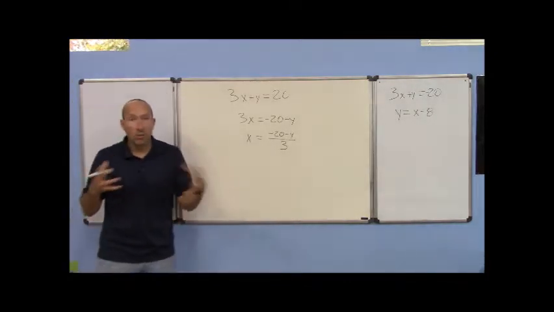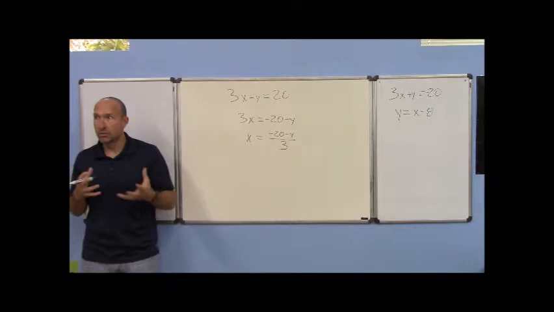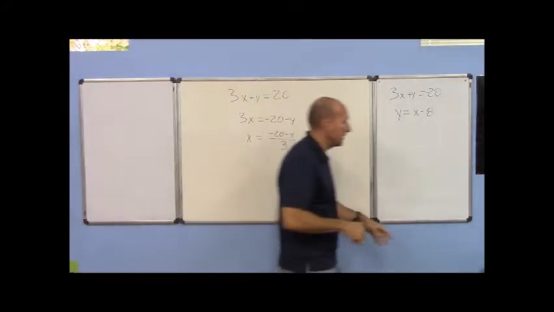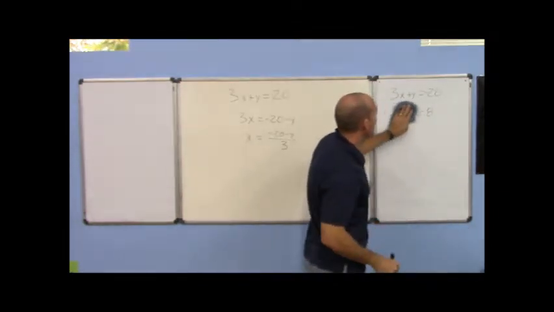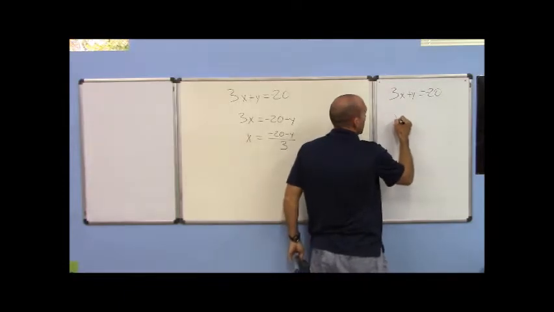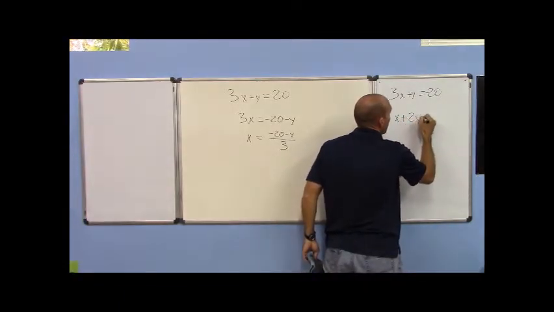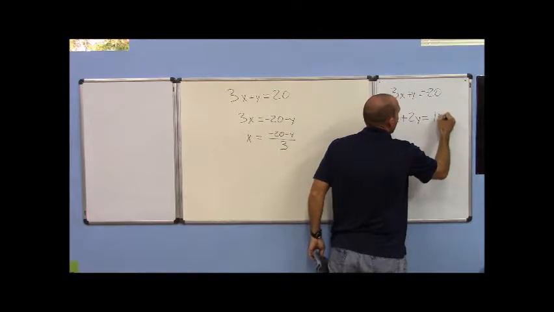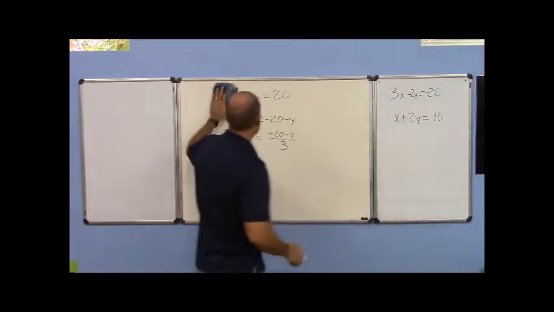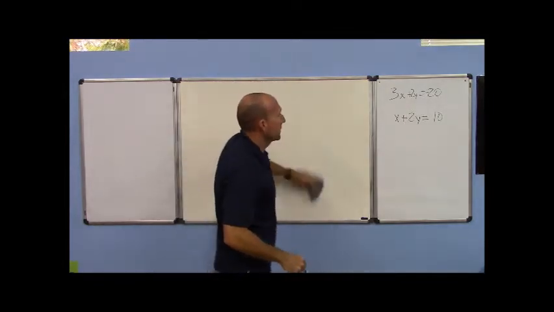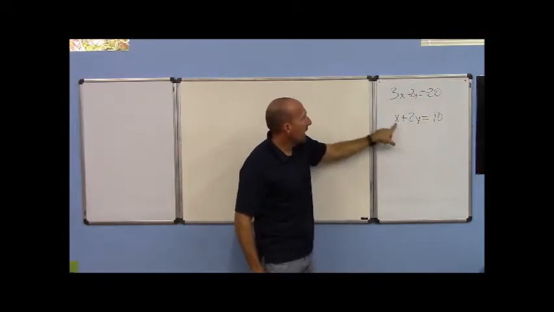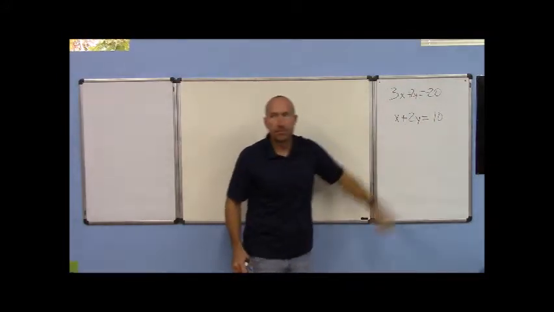Okay? It doesn't matter which one you're substituting is what I'm trying to bring up. It does not matter. Sometimes you may see a situation like this where x plus 2y equals 10. So let's look at this. Here we have 3x plus 2y equals negative 20, and x plus 2y equals 10.